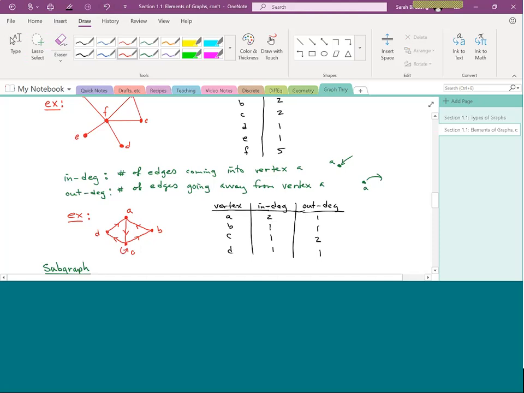All right, so if we go ahead and put a loop down there at C, the in degree and out degree of vertex C is going to change. Nothing else is going to change. Any guesses what the new in degree would be, if any change? Remember, in degree is the number of arrowheads coming in.